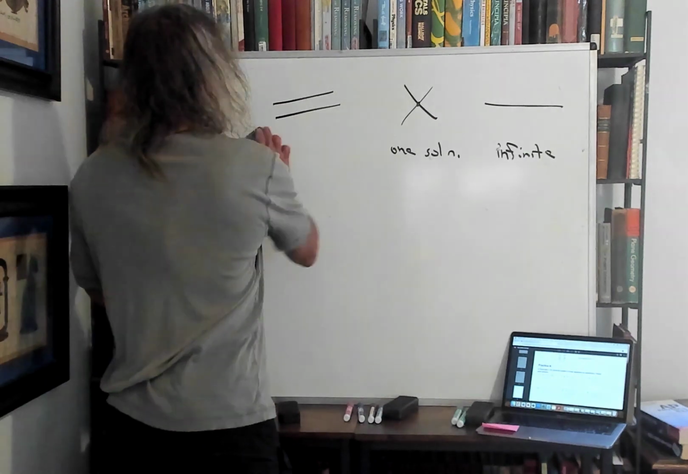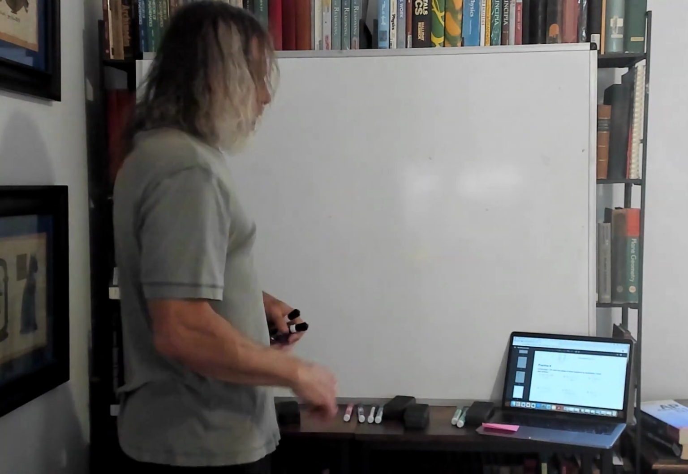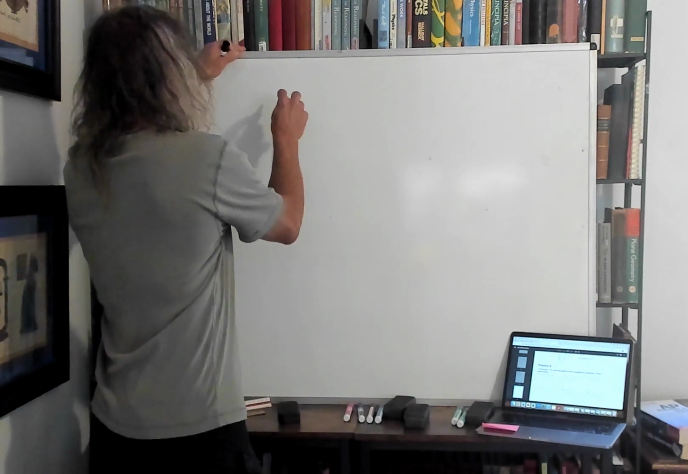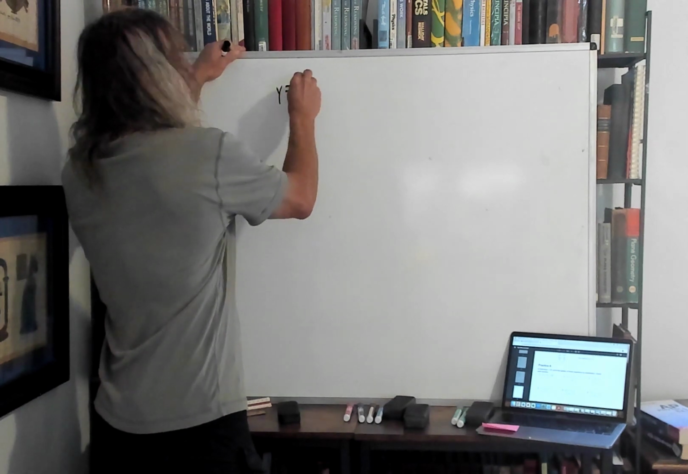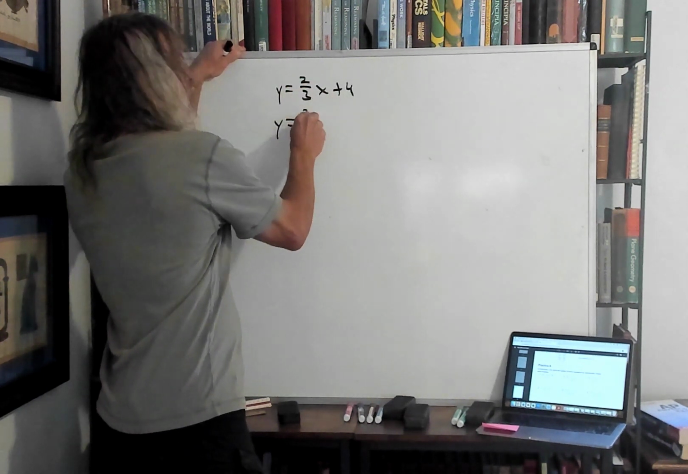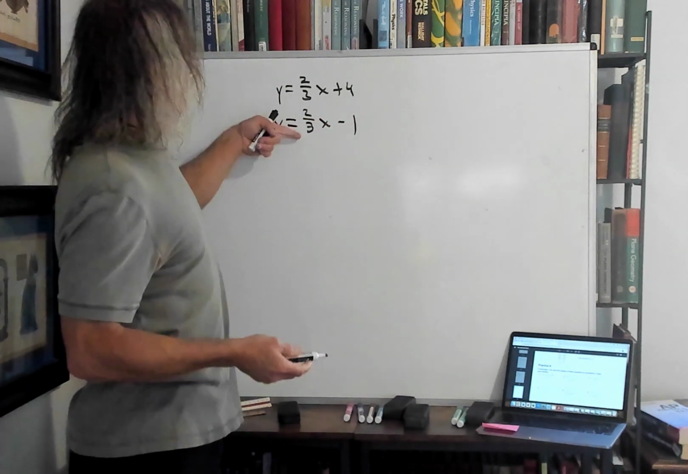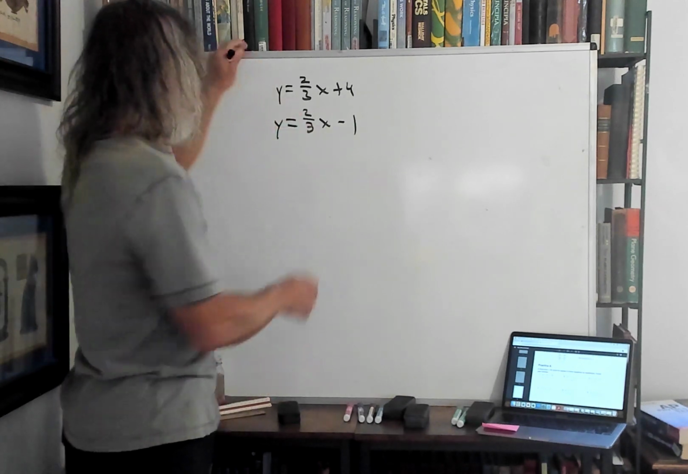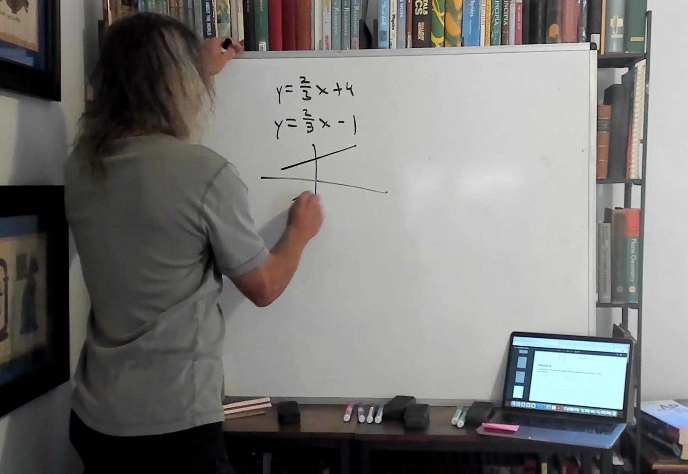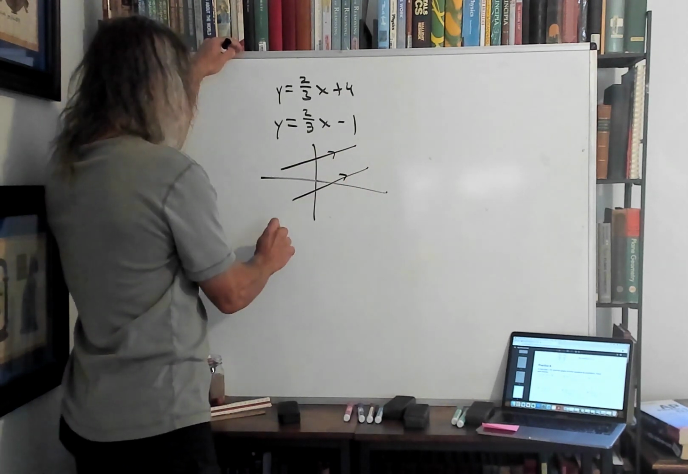So when we're going by graphing, if we got something like y equals 2/3 x plus 4, y equals 2/3 x minus 1. The slope is the same, but the y-intercept is different. So if we graph these, we're going to have one kind of sort of like that, and the other kind of sort of like that. And they're going to be parallel. They're going in the same direction, so no solution.